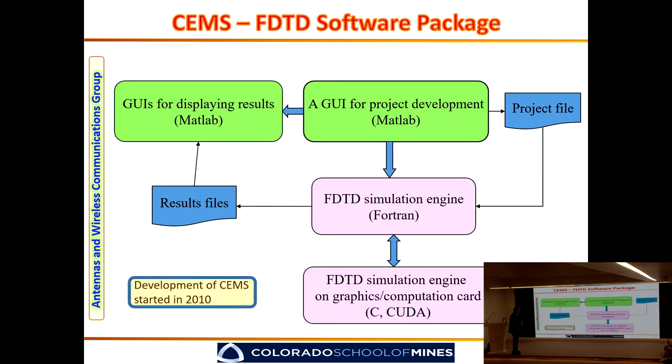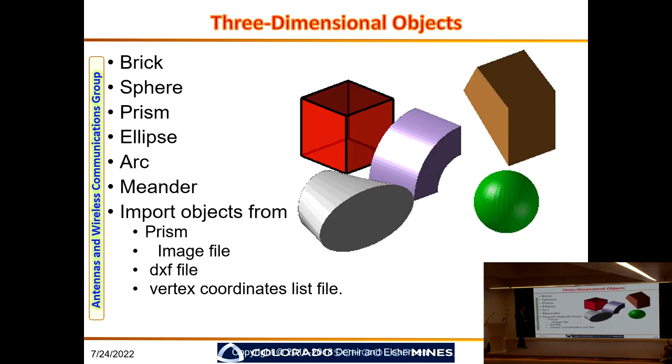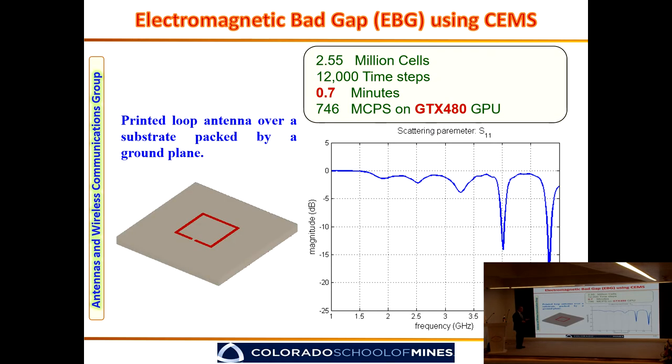We can accelerate the finite difference time domain using C and CUDA and run it on a GPU. If we don't have a GPU, then we use a Fortran code with an executable to run it on the CPU. These are some of the features in our code and some of the pre-built objects that you can build complicated objects out of. All these circuit elements are integrated into it.